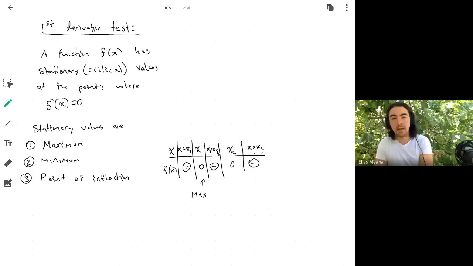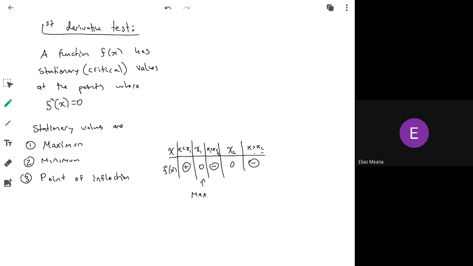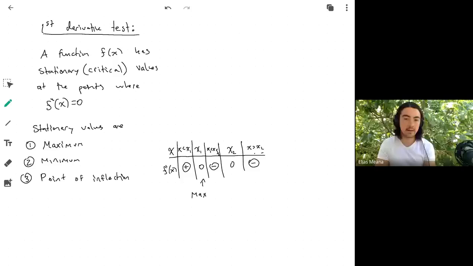All right. But this is not telling us the whole truth. There are points of inflection that don't satisfy that. These are only going to tell us the critical values or stationary values that are also points of inflection.